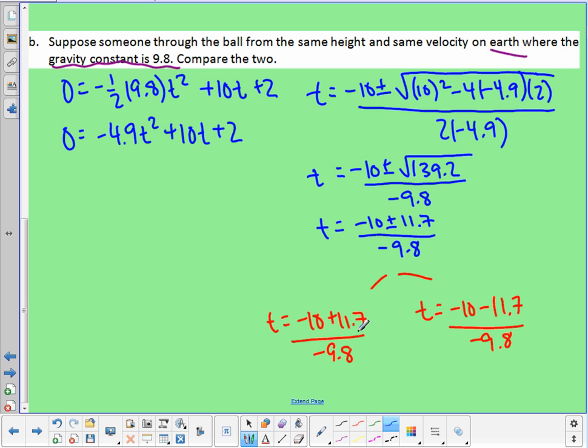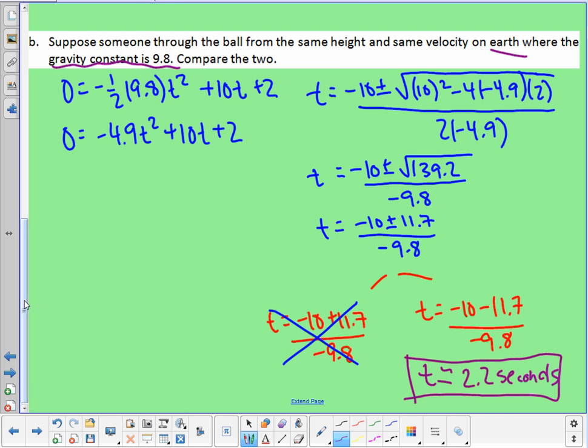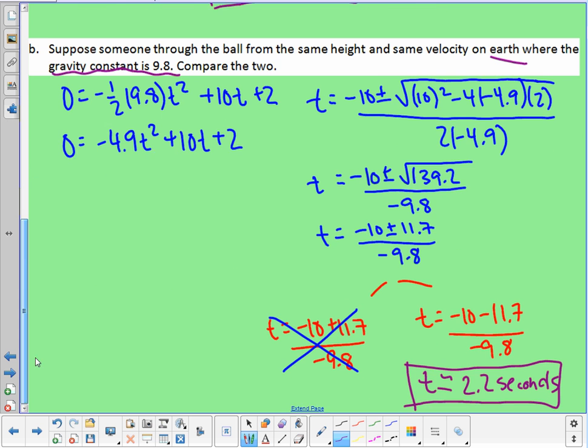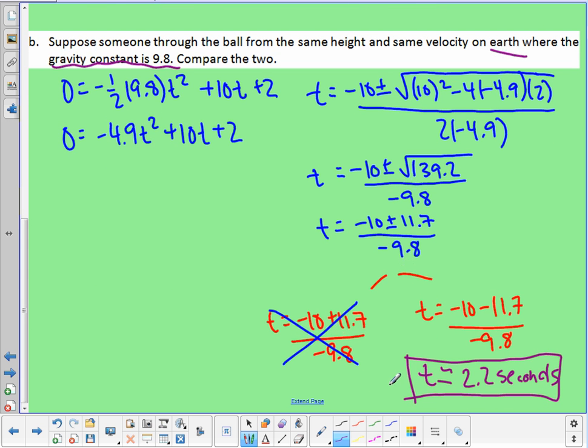Again, on the top over here, if I've got -10 plus 11.7, I'm going to end up with a positive 1.7. And a positive 1.7 divided by a -9.8 gives me negative time. And that one we can't use. We've got to have positive time. So -10 minus 11.7 and then divided by -9.8, this gives me approximately 2.2 seconds when I take care of that. So now on Earth, that baseball fell in 2.2 seconds. Now you can see the difference between what's happening up on the moon and what's happening down on Earth. So things take a lot longer to fall back down to the ground when they're on the moon.